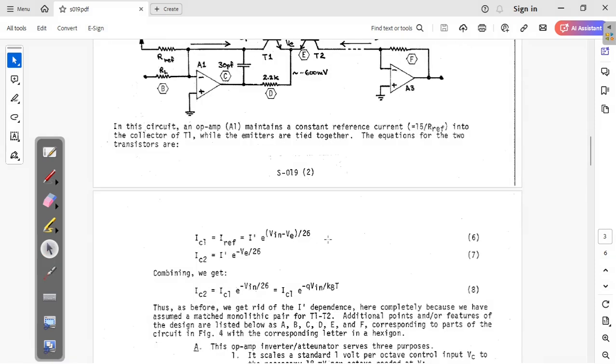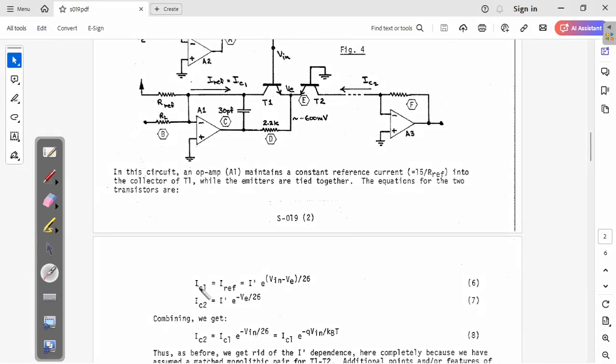Let's go to the equations. Remember that he was saying that IC is equal to I prime times exponential of VBE over 26. So that's what we apply here. This is IC1, which is equal to IRF, which is equal to I prime times exponential of VBE. So VBE is equal to what for this T1? VB is equal to V in, and VE is VE.